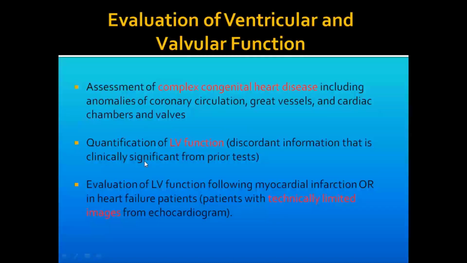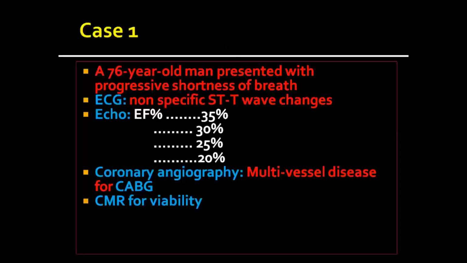So you have, like, three echoes, and one says 50% ejection fraction, one says 30, one says 20. So sometimes this is the situation, and you have to go to MRI since it's the gold standard for LV function and RV function assessment, or evaluation of LV function when the patient has technically limited images from echocardiogram.